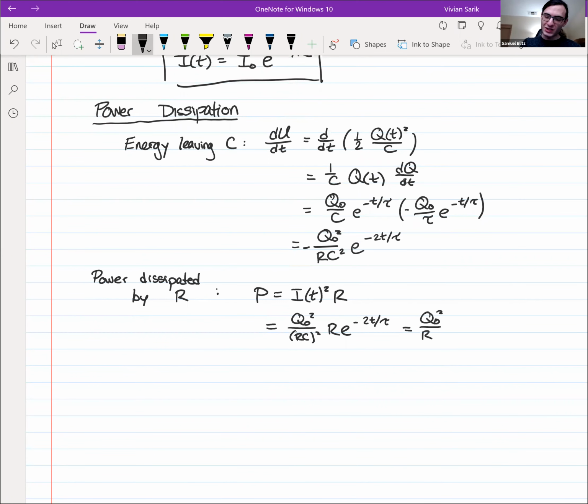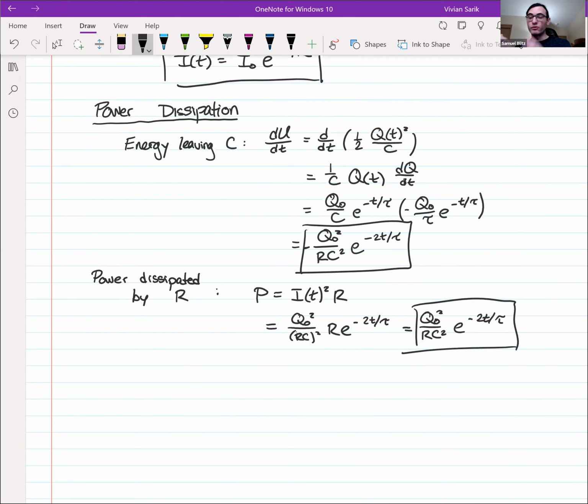We get an RC squared in the denominator because one of the R's cancels with the R outside, times e to the minus 2t over tau. Notice that these are equal and opposite. They're the same magnitude, but they're different in sign. And that makes sense because for energy conservation, the total energy entering the system plus the total energy leaving the system should be 0. If we add these two things together, we would get 0. And that's precisely what we would expect from energy conservation.